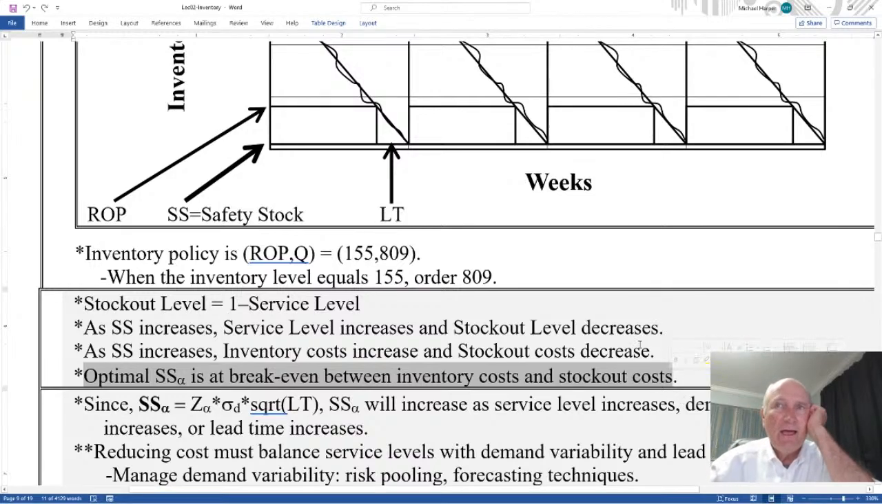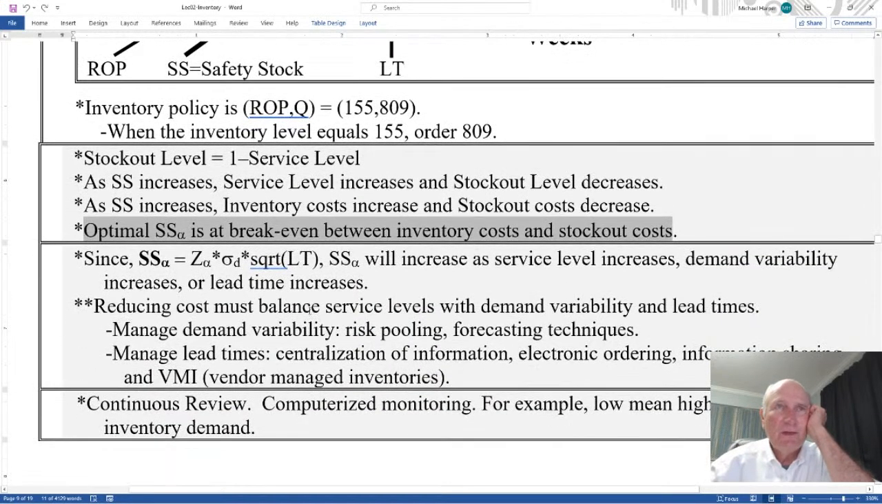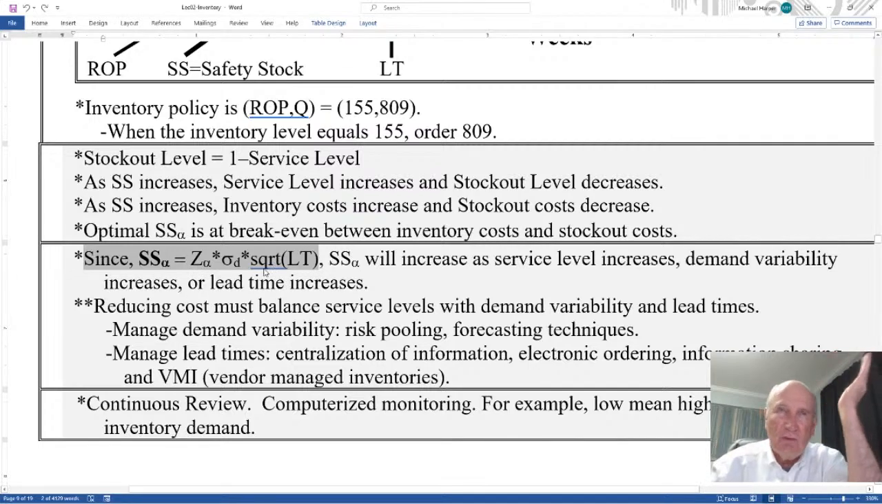Second, since the statistical safety stock equals this, this right here is going to be important. You'll see this in the homework, you'll see this in the exam, you'll see this in industry. The statistical safety stock will increase as the service level increases. It increases as the demand variability increases, which is sigma, or as the lead time increases.